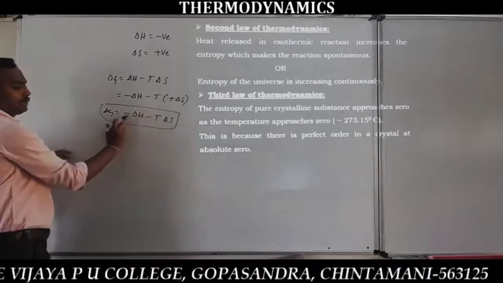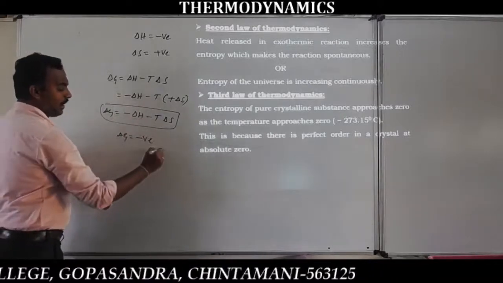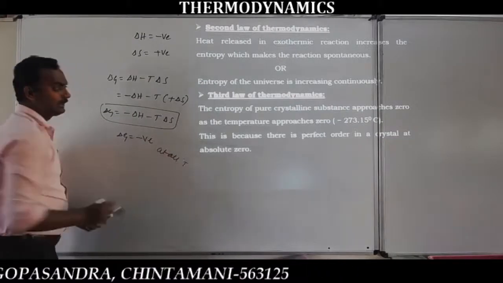So in the delta G equation, both signs are negative. So therefore delta G is equal to negative at all temperatures. So I am saying that here.